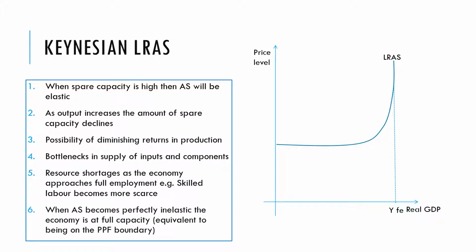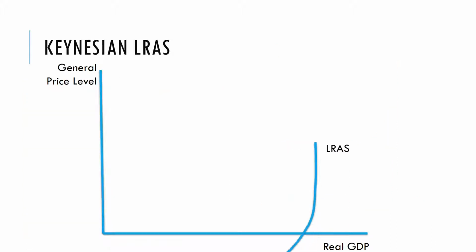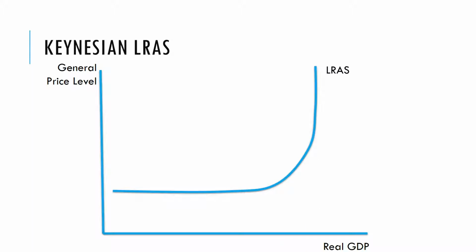So when AS becomes perfectly inelastic, the economy is at full capacity, which is equivalent to being on the PPF boundary. So here's a very different take on how the long-run aggregate supply curve looks. And the implication for this can be quite significant in terms of our understanding of government economics. So the Keynesian long-run aggregate supply curve looks like this.